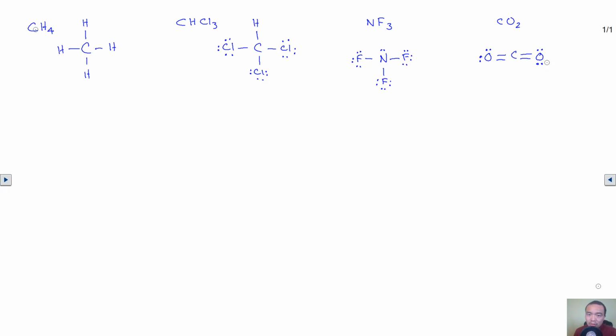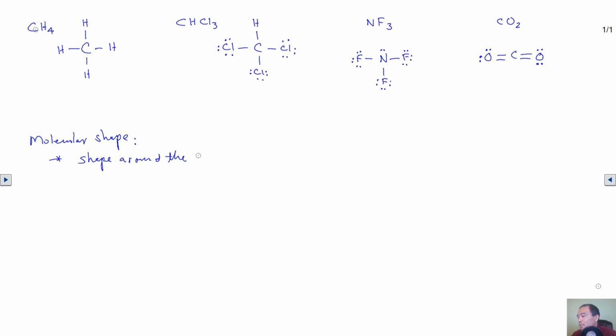To get the correct Lewis structure, first we need to figure out how many electron groups, or the so-called steric number, for the center atom. Okay, so for the shape, you do need to remember that when we talk about the shape, usually it's about the center atom. You can talk about the shape for outer atoms, but it's rare.